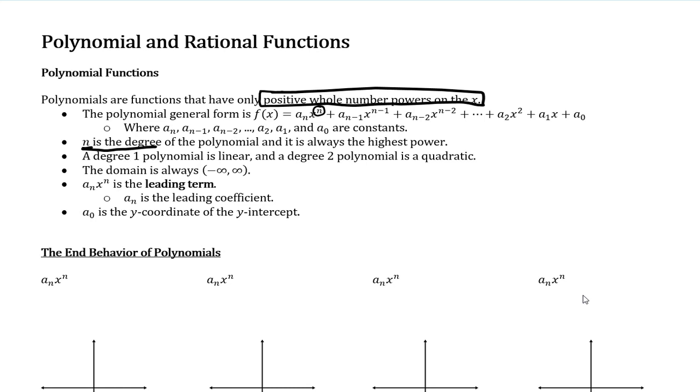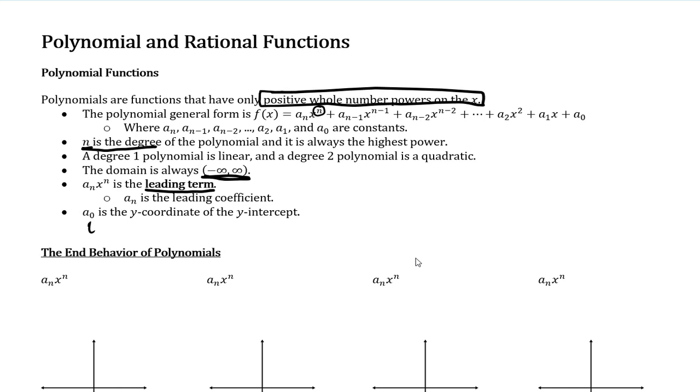There's special polynomials. A degree 1 would be linear. A degree 2 is quadratic. And then after that, we just kind of generalize as degree 3 or degree 4 or so on. If they ask for the domain of a polynomial, it's always from negative infinity to infinity. For other vocabulary, we have the a little n, x to the n is the leading term, and that will tell us how the end behavior of the function will work. The a little n by itself is called the leading coefficient, so it's again just going to be a number.